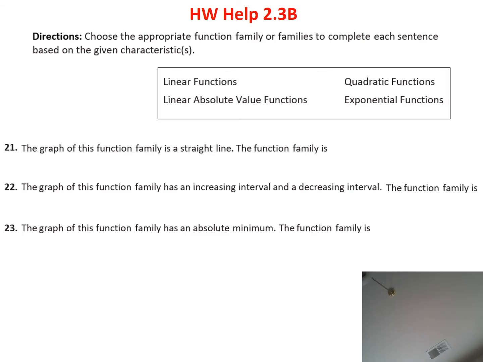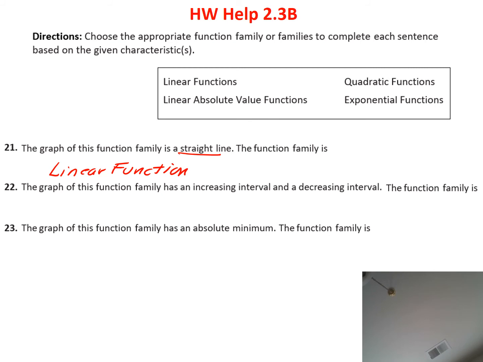Ask us to look at these four categories: linear functions, quadratic, exponential, linear absolute value functions. And then as we read the problem, listen to the characteristics and see which ones it might be describing. So 21 says the graph of this function is a straight line. All right? The only straight lines we really have are linear functions, and one that's not listed.